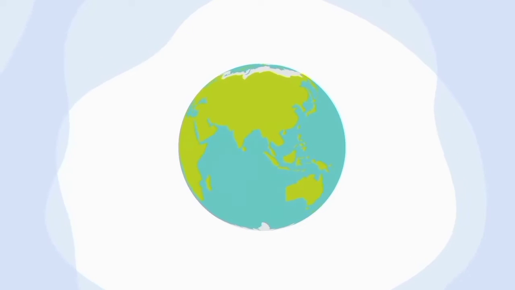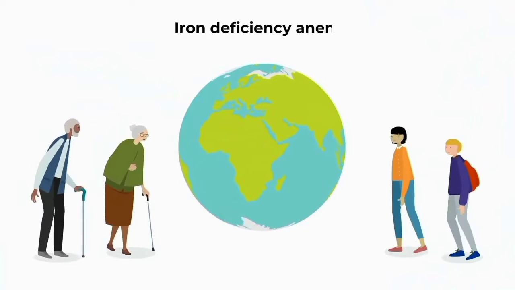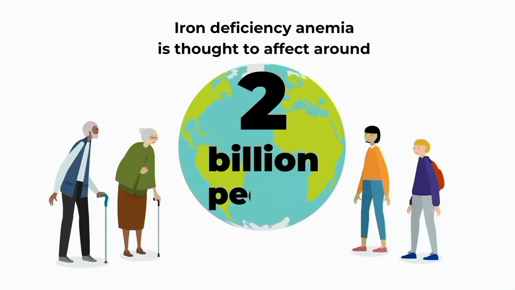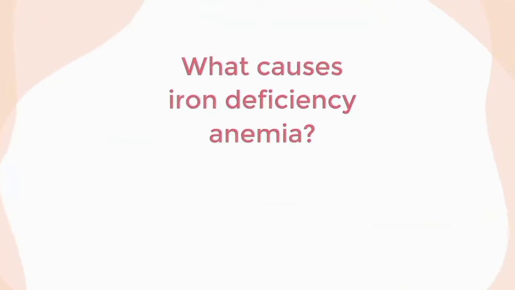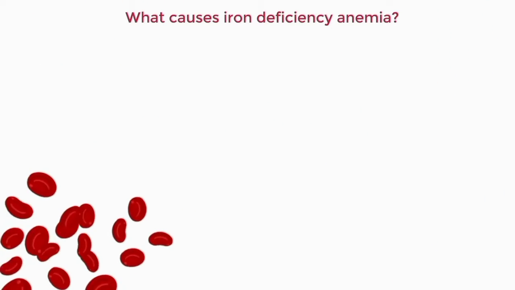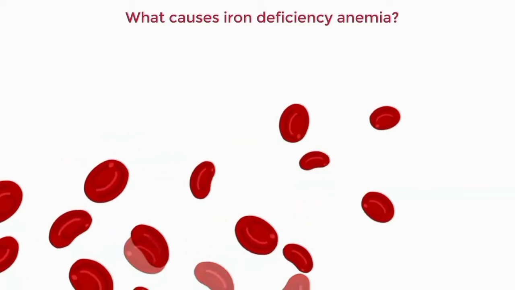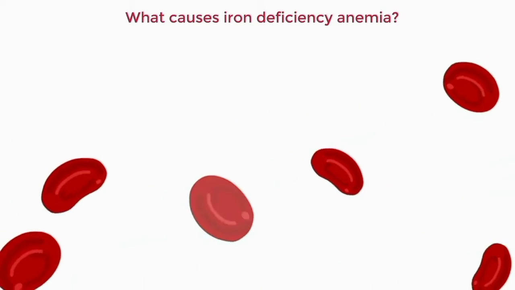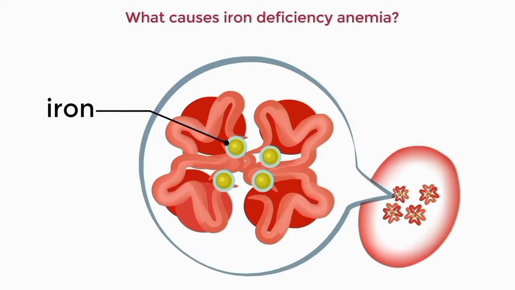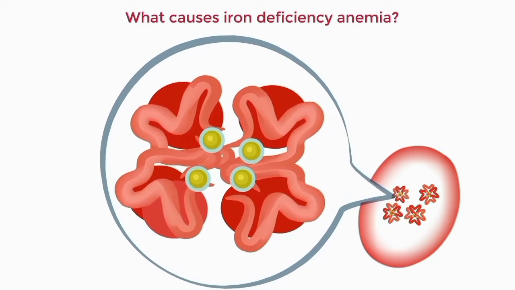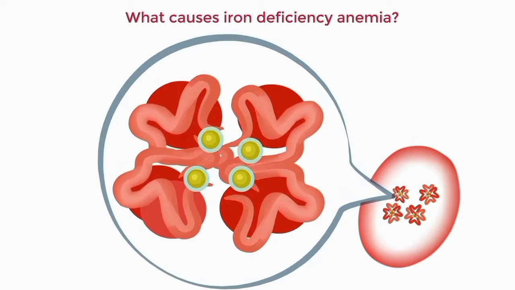Iron deficiency is thought to be the most common cause of anemia and is said to affect about 2 billion people worldwide. Certain diseases, treatments, and conditions can cause too few red blood cells to be produced or reduce the quality of the cells that are made. Many times, these problems are caused by a lack of usable iron. Iron is essential for the development of healthy, new red blood cells.